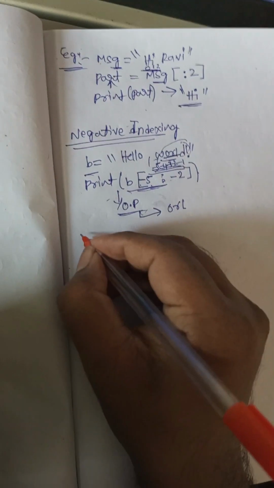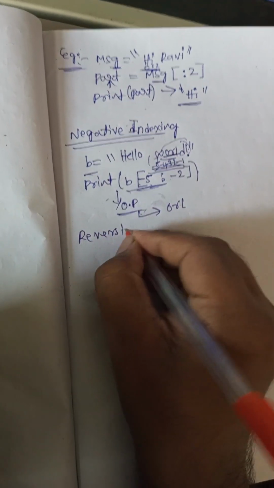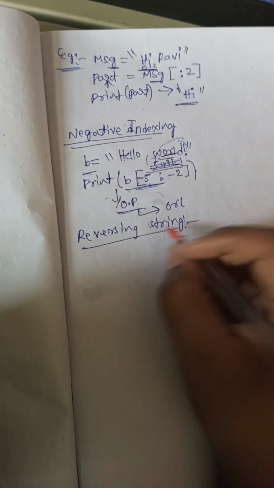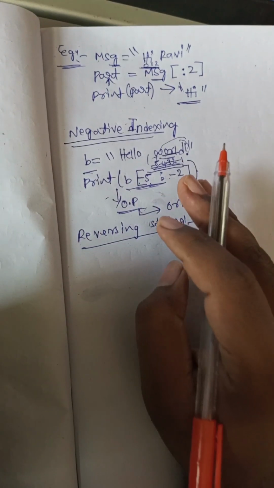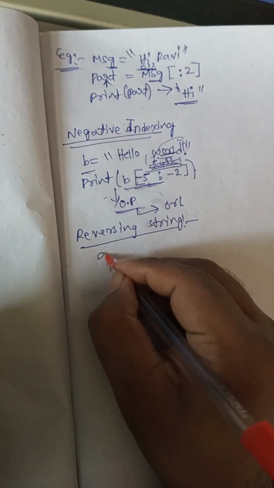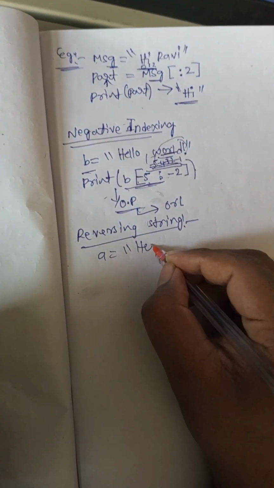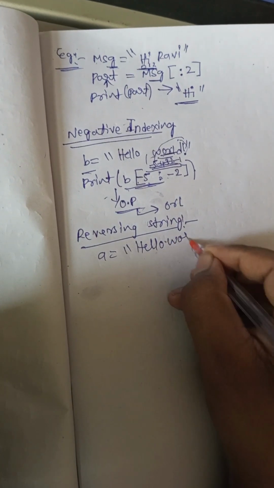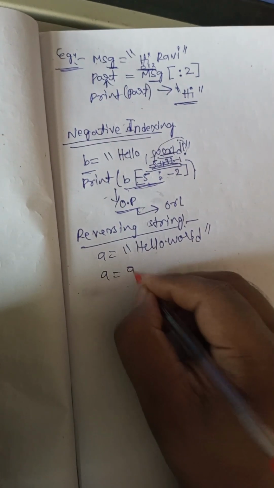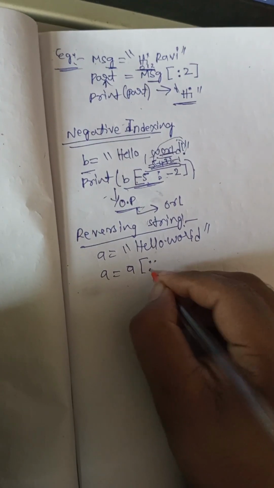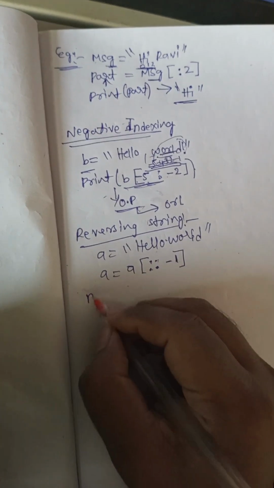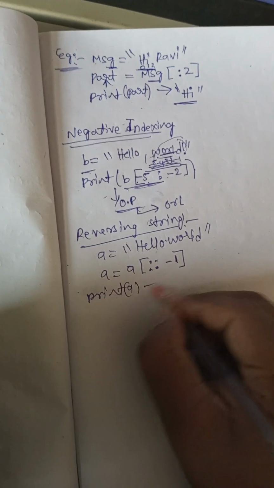Okay. Next concept, reversing string. Reverse the given string using the extended slice operation. Suppose you are taking a as "hello world". In that a, I am making a equal to a, colon colon, -1. When I print a, what will I get?